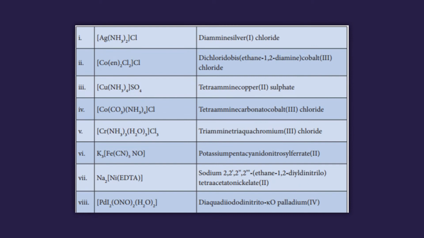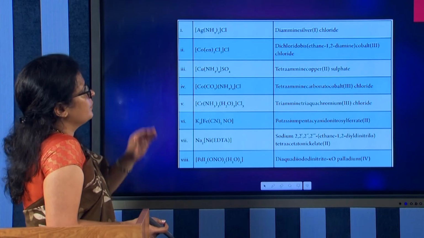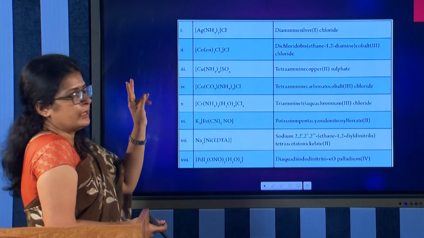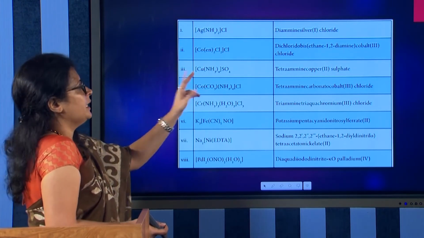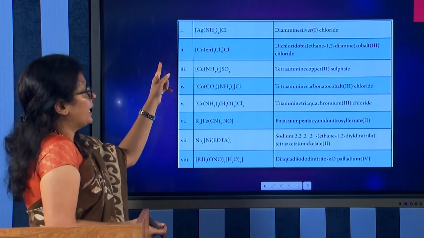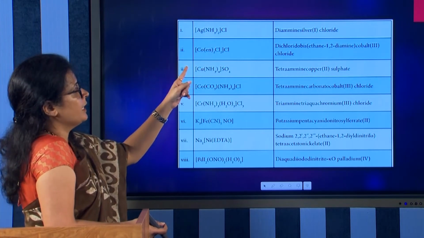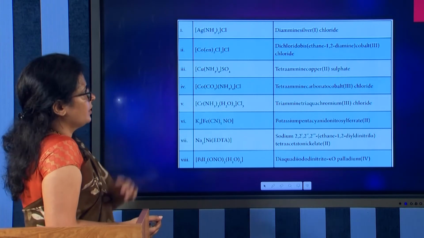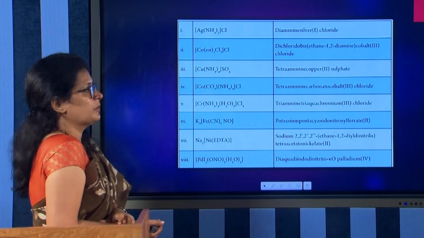And now here are other examples. The first one is [Ag(NH3)2]Cl. Again the cationic part is the coordination sphere part, the entity in the square bracket. First you have to name that. How many ammonia molecules are there? 2. So it is diammine, and the central metal atom is silver. It is diamminesilver(1) chloride. 1 is the oxidation state of the silver.